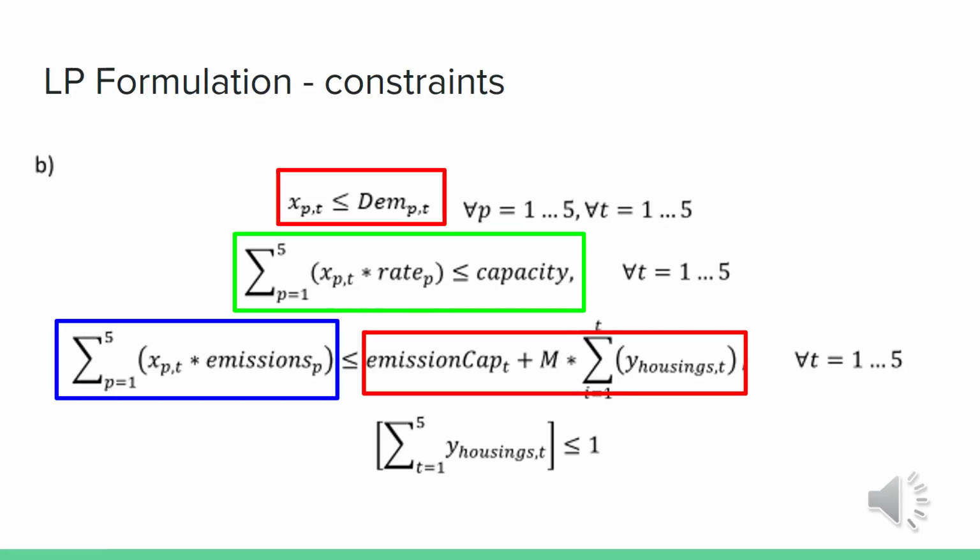And the next one says, if we look at the blue box, that whatever we produce multiplied by the emissions we have to incur due to that production, the sum of that must be smaller than, on the right side, the emission capacity, which changes over time. And then we have an interesting part on the right side. So we have this sum from i equals 1 to T of y_housing, which will give us whether in this time period we have or have not installed the housing yet. So if we haven't installed the housing yet, this multiplication will be 0, and we have to make sure we are within the emission capacity.